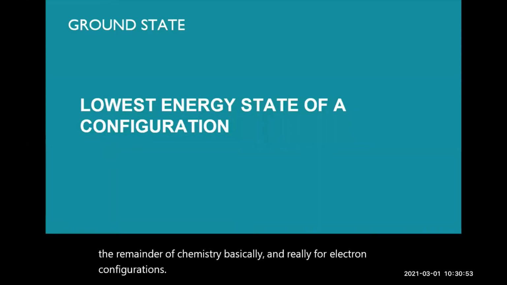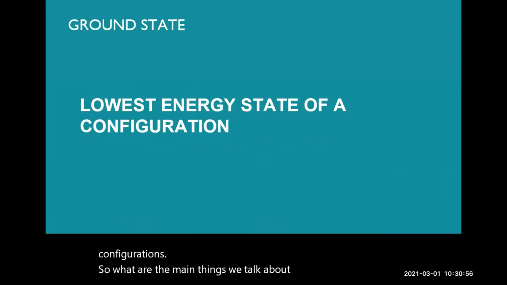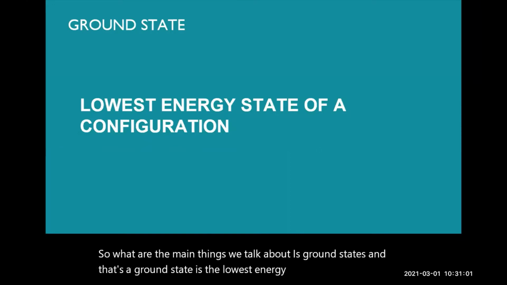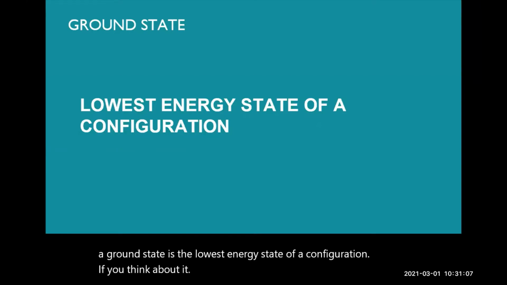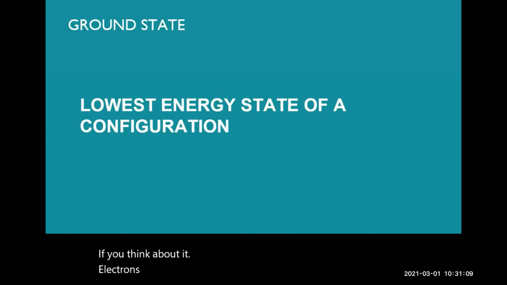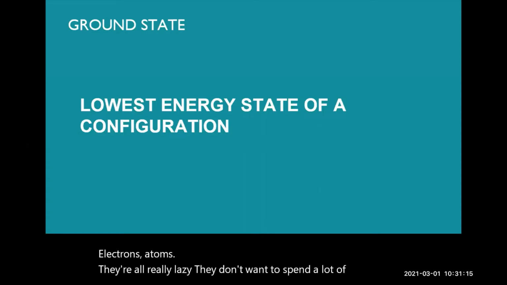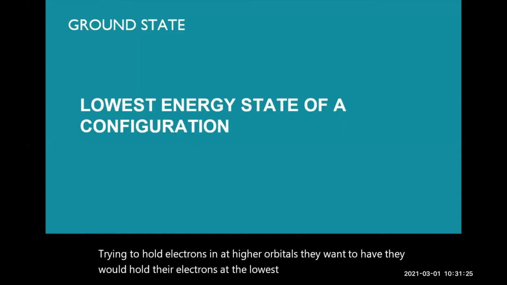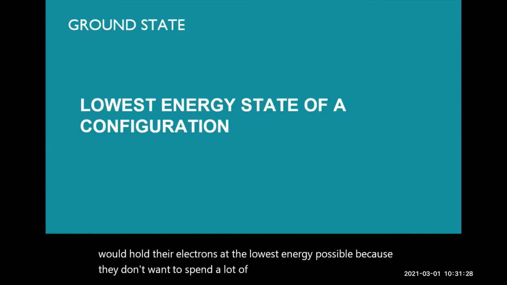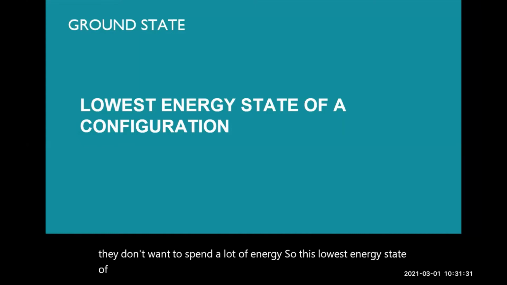So one of the main things we talk about is ground states. A ground state is the lowest energy state of a configuration. If you think about it, electrons, atoms, they're all really lazy. They don't want to spend a lot of energy trying to hold electrons in at higher orbitals. They want to hold their electrons at the lowest energy possible because they don't want to spend a lot of energy. So this lowest energy state of a configuration is called a ground state.